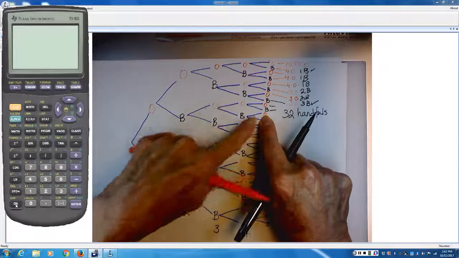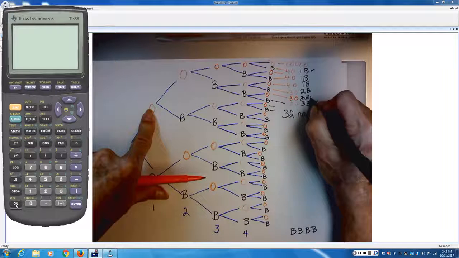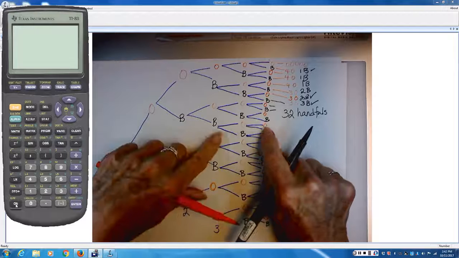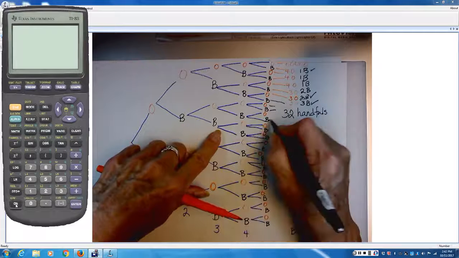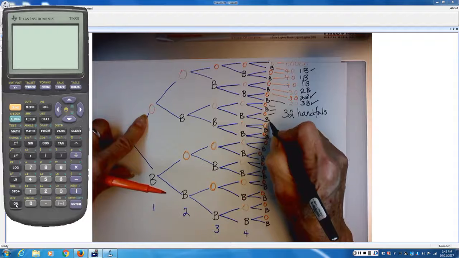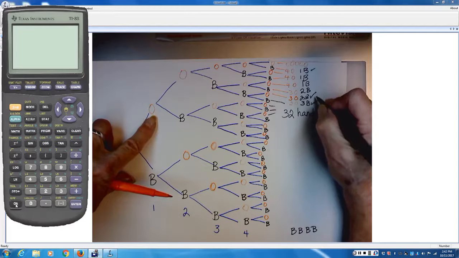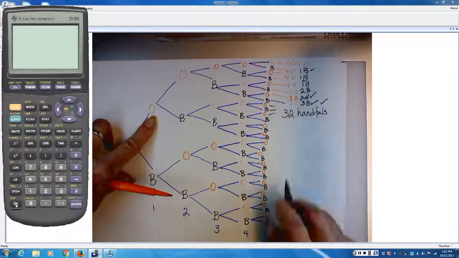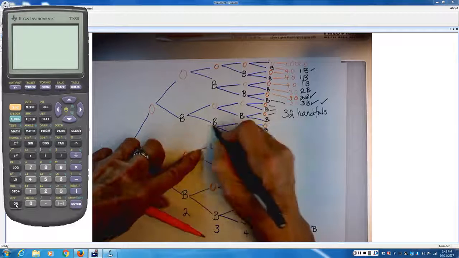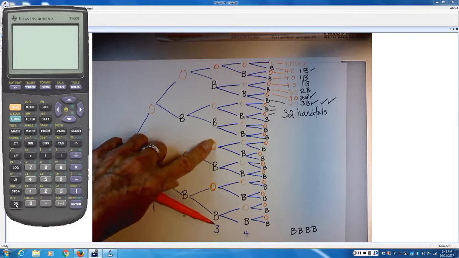This would be orange, brown, orange. So that's 3 orange, 2 browns. And that would take care of that one. And then this one would be brown, orange. So that will be another 2 orange and 3 brown. Orange, brown, orange. That'd be another one of those.